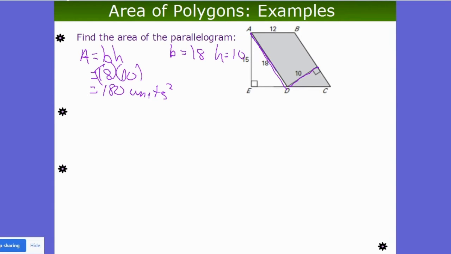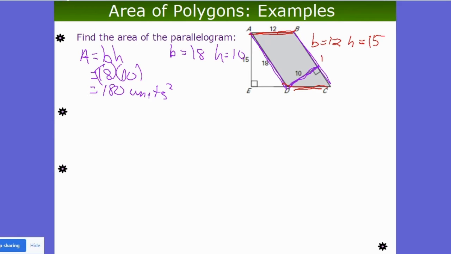That's if I use 18 as my base, then the height is always the distance between that other side, that other base. But I could have chosen this as my base. I could have chosen the 12. And if my base is 12, then my height is, again, the distance between these two opposite sides. Remember how altitudes work. Sometimes you'll see them outside the figure, but it's just that perpendicular distance, which they're saying is 15.